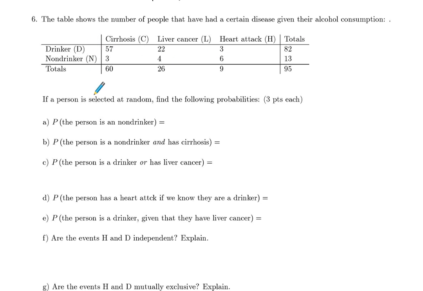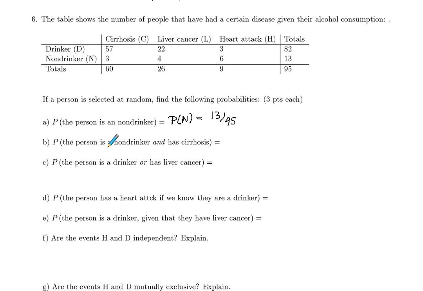So from this information, if you select a person at random, what is the probability that the person is a non-drinker? So this is asking, what's the probability of N? So no restrictions here. So this is just desired outcomes out of total outcomes. So this would be the non-drinkers, 13 out of 95. No work to show there. And then you don't have to change it to a decimal.